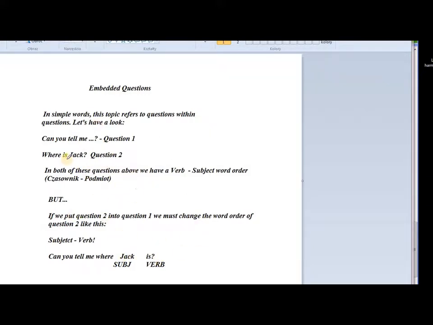So watch this movie once or twice, read these questions again, make sure that you understand this concept of one question being put into another and the word order of the question number 2 being changed as it is put in question number 1. So make sure you understand this, because this is going to be very important later when we discuss reported speech, when there is some question being reported in reported speech. This topic is going to come up, so make sure you understand this well. Read it again, watch the movie again, and we'll do some exercises in a moment.